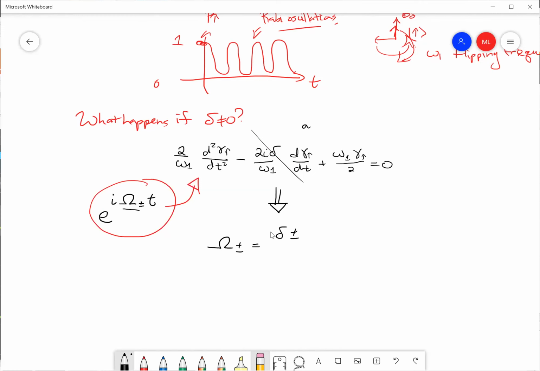We can write down what it is. You take two derivatives with respect to time. This becomes minus 2 over omega 1, omega plus or minus squared, because you get two factors. Here you pull down one factor and the i's cancel. You get 2 over omega 1 delta omega plus or minus, just one factor. And then over here you just get plus omega 1 over 2, with no factors because there are no derivatives, and that's all equal to 0. The overall exponential just cancels. So this is a quadratic equation. You use the quadratic formula, negative b plus or minus square root of b squared minus 4ac, and all that. It simplifies to just this.